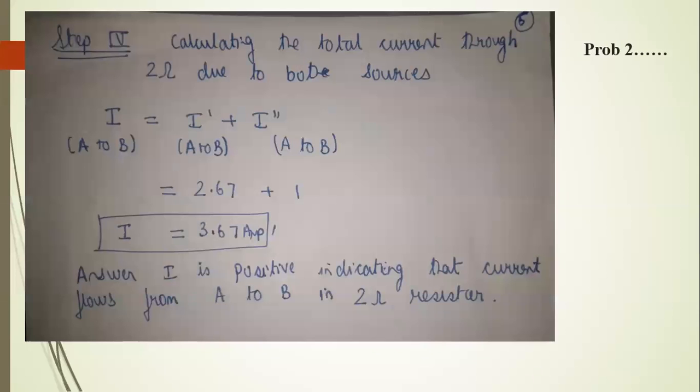So coming to the last step, we will calculate the total current when both the sources are present. It will be I dash plus I double dash. Again, it is a summation here because I dash is flowing from A to B and I double dash is also flowing from A to B. The current that we are obtaining is 3.67 amperes. The current is positive. It indicates that the current in the 2 ohm resistor flows from A to B.